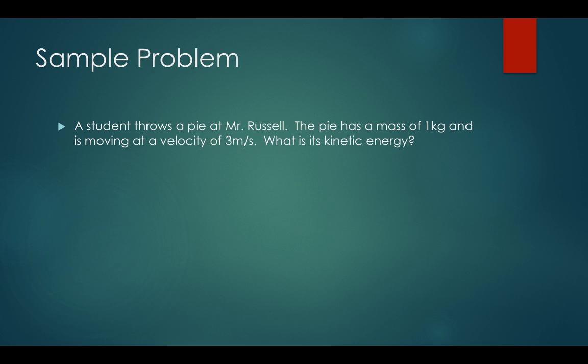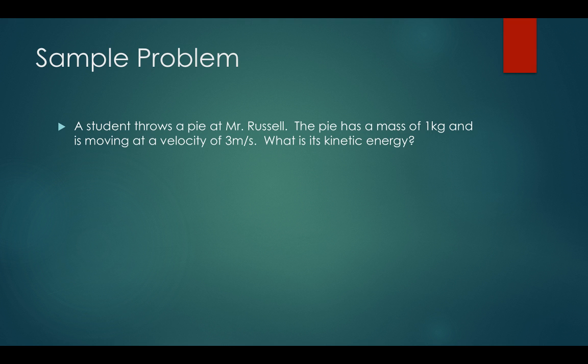So let's go ahead and look at a quick sample problem here. A student throws a pie at Mr. Russell, and the pie has a mass of 1 kilogram and is moving at a velocity of 3 meters per second. Squared would be acceleration. This here is just velocity.